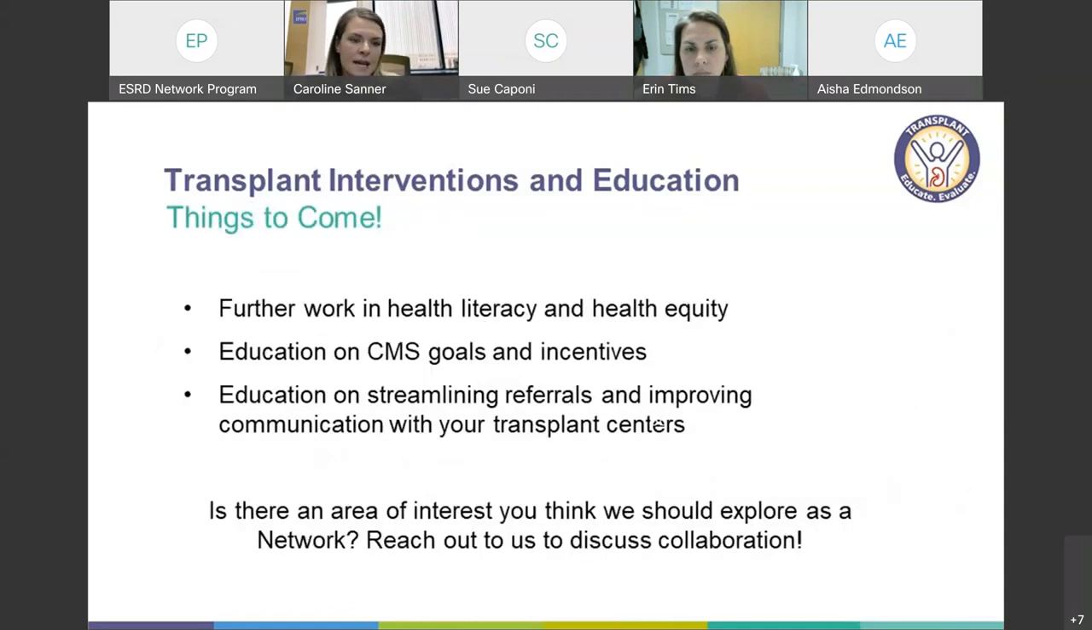Things to come in transplant as far as interventions and education: here at the network, we're going to further our work in health literacy and health equity. We're going to provide education on CMS goals and incentives, and we are also going to provide education on streamlining referrals and improving communications with your transplant centers. I do want to add, if there's ever an area of interest that you think we should explore as a network, we encourage you to reach out to us to discuss collaboration.